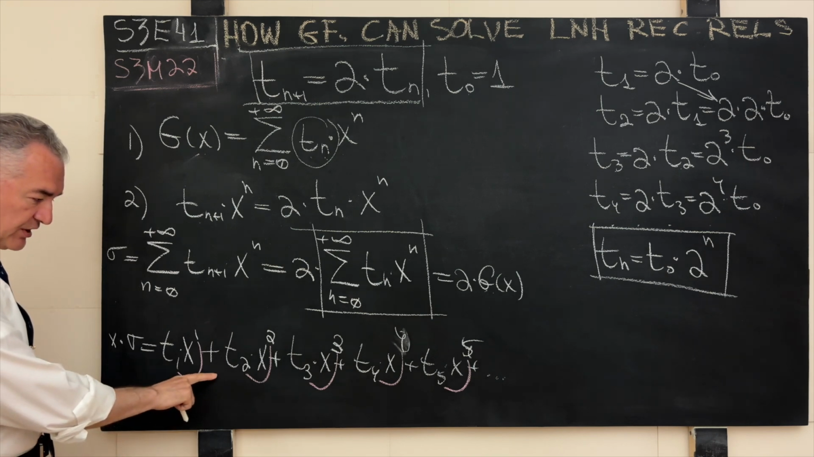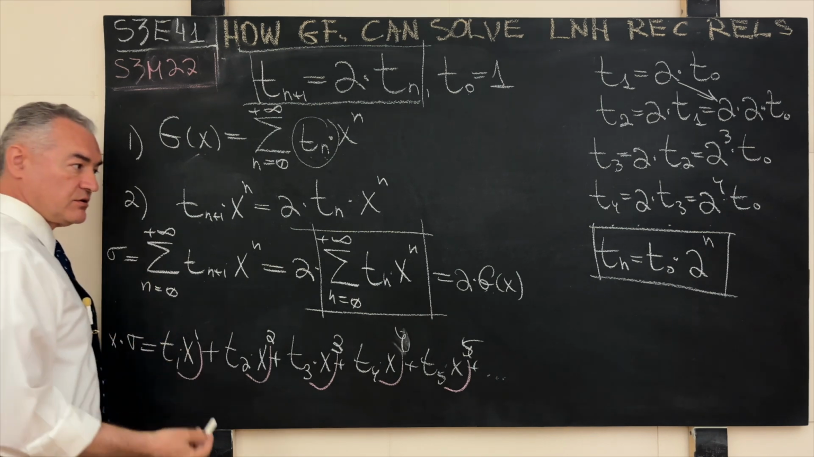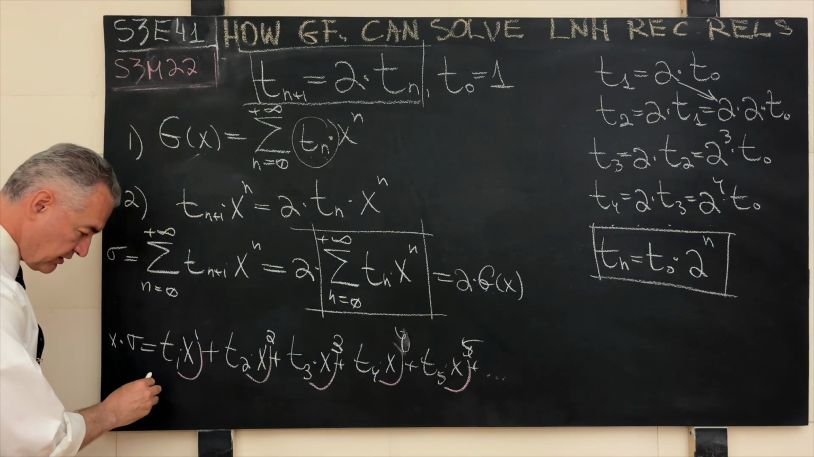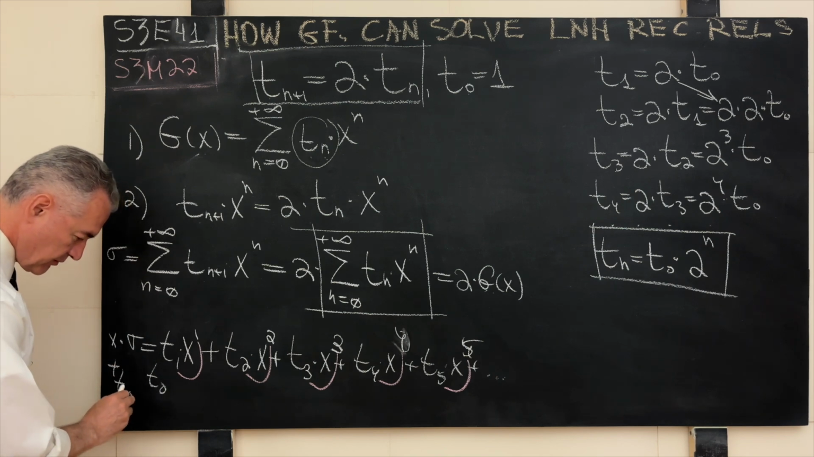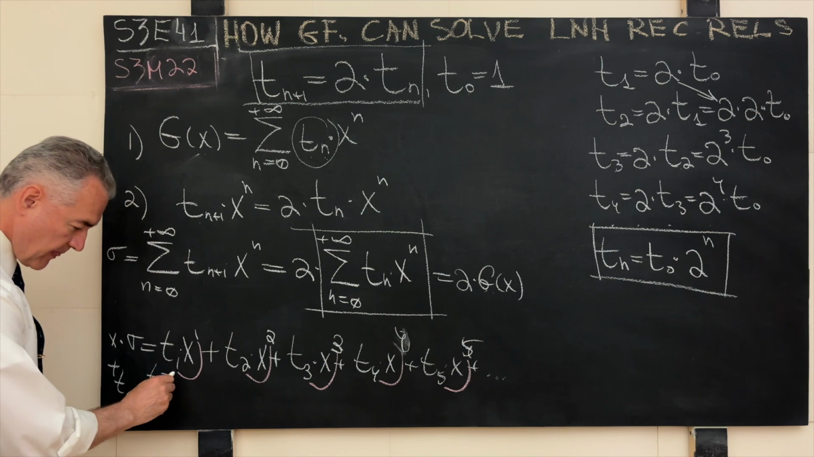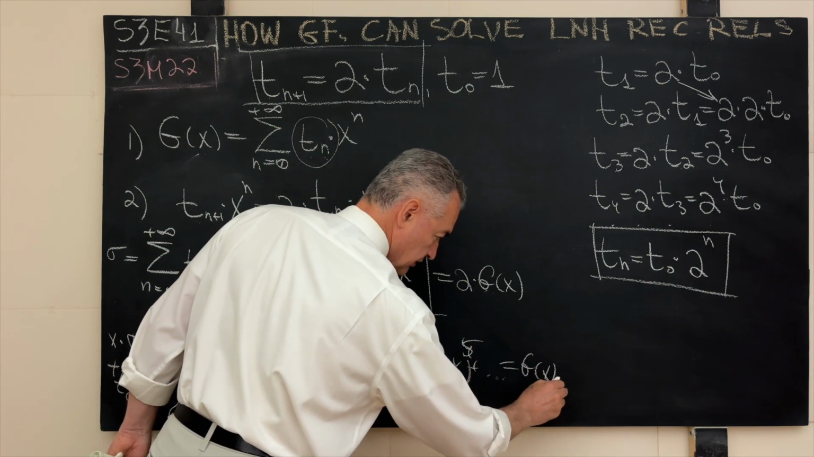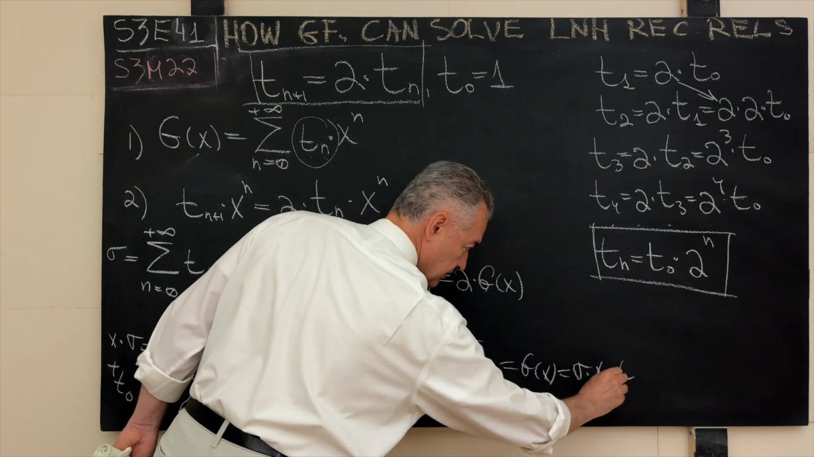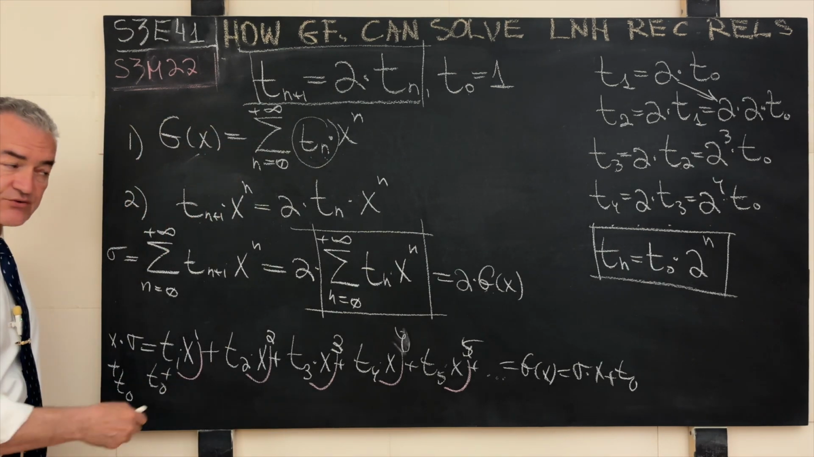What is missing over here that will allow this formation to proudly carry the title of, yes, I am a generating function g of x? Well, the initial term t0. So if we add t0 to this formation, what will we have? Plus, we will have our function g of x. So this will be equal to sigma times x plus t0. You see? This is quite straightforward.